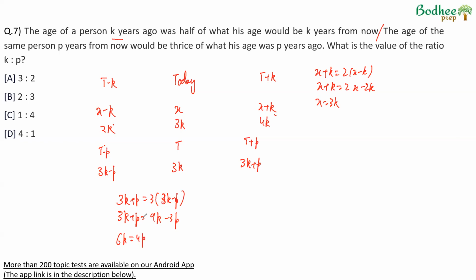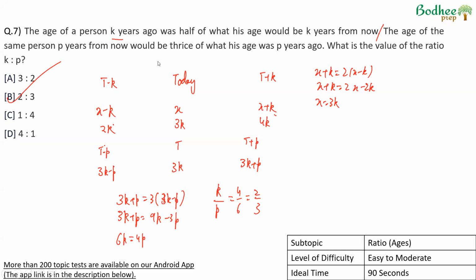We have to find out what is the value of the ratio k is to p. So from here we can write k upon p. Since p comes down, k will be 4 by 6 or 2 by 3. So the ratio of k by p is nothing but 2 is to 3.